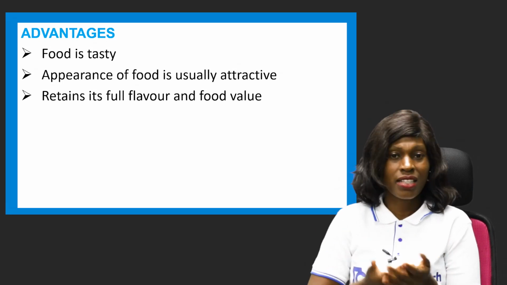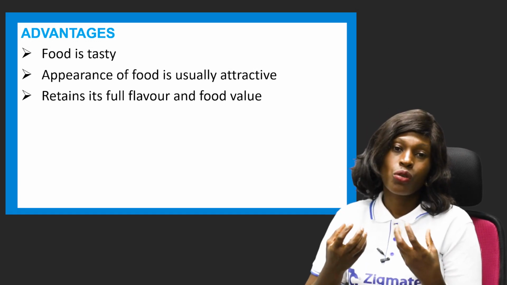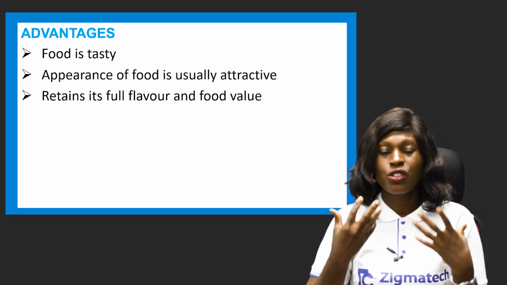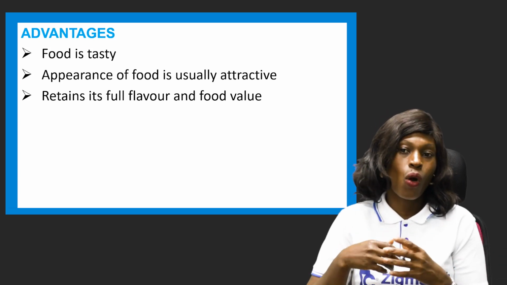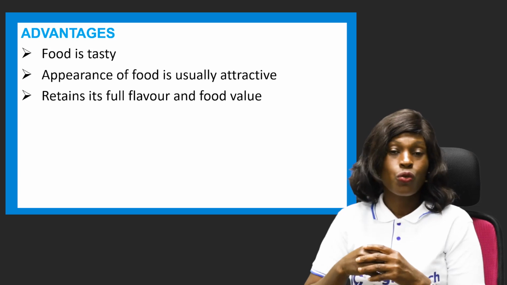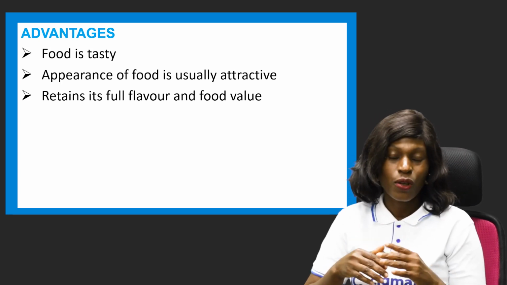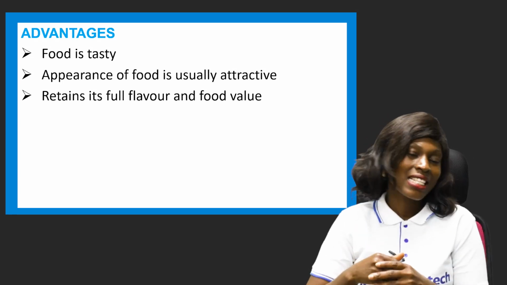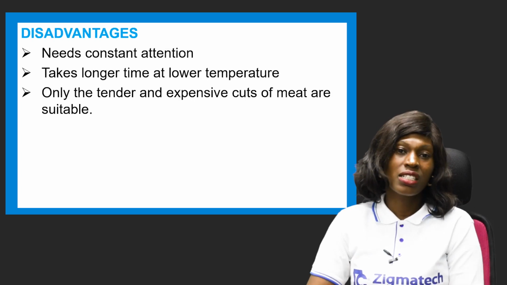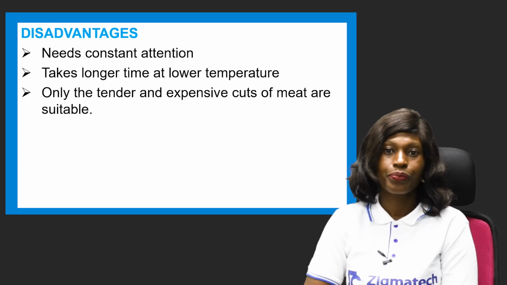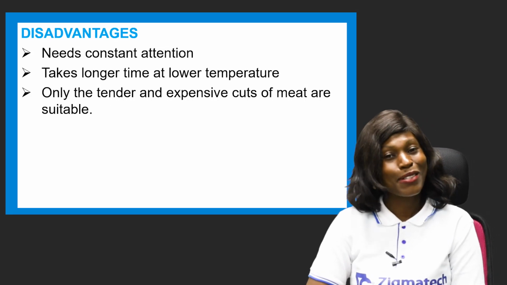Food should be attractive. It should be appealing. It should call for your attention. So foods that are done through the roasting method are usually attractive. Now another one is that it retains its full flavor and food value. Now when you roast food, it retains the full flavor and the food value is not lost. You can still find them. Okay, these are some of the advantages of the roasting method. Now let's look at the disadvantages of the roasting method. First one is that it needs constant attention. Yes, it needs constant attention.